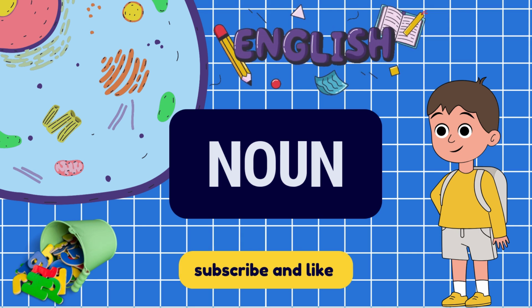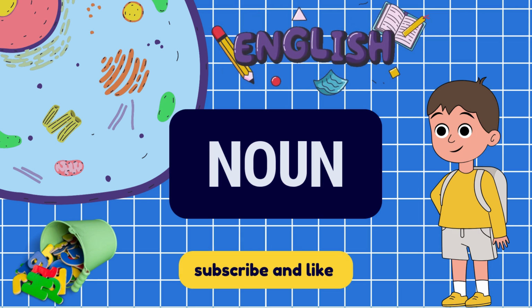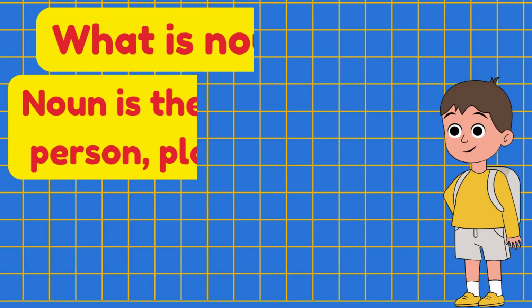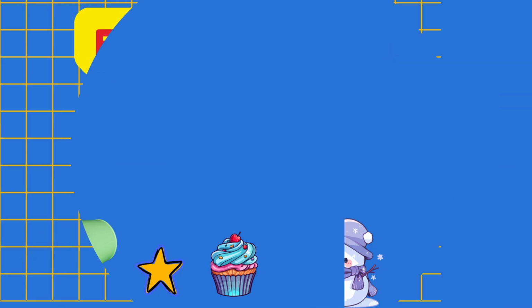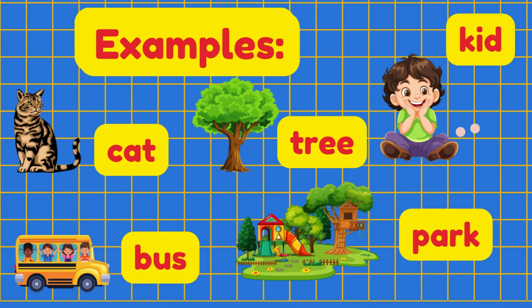Today we are going to discuss all about noun. What is noun? Noun is the name of any person, place, or thing. The examples are cat, tree, kid, bus, and park.